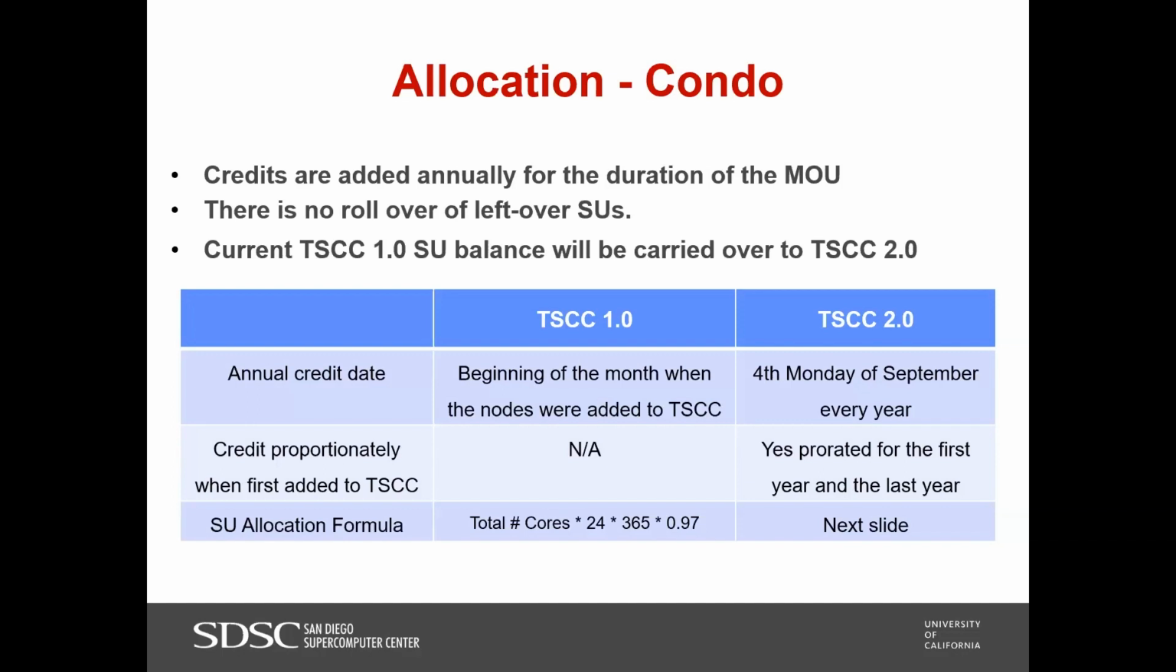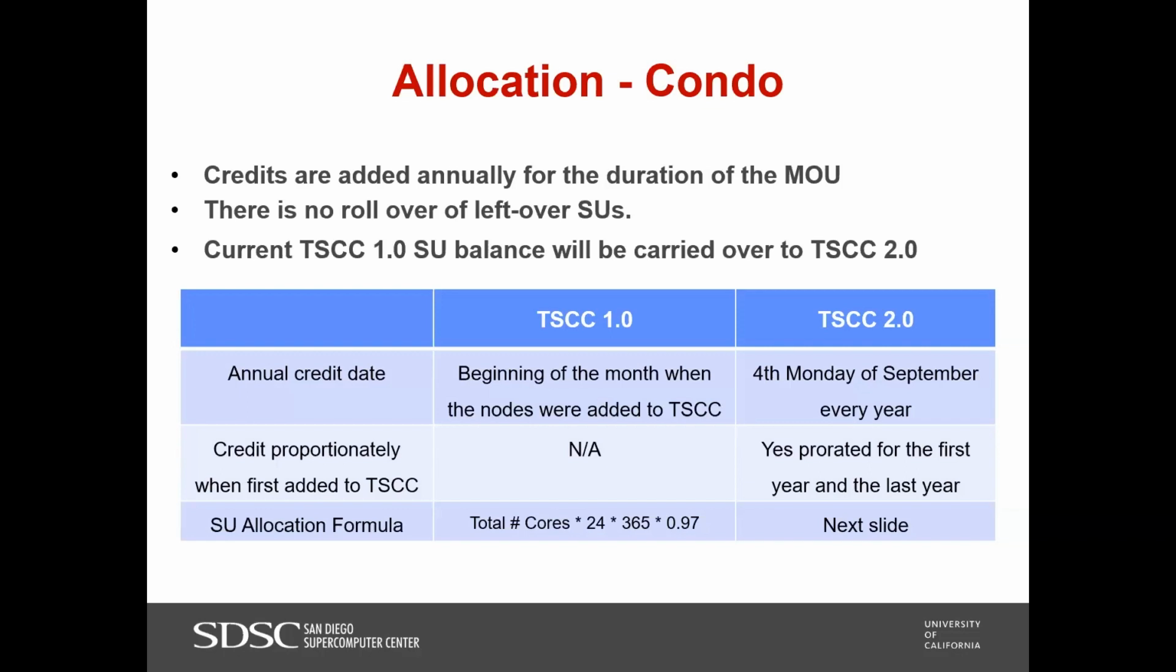And under TSCC1, there's no such proration. We just added the full year of the credit to TSCC1 when the nodes were first added to TSCC. But under the TSCC2, since the date of the credit addition is fixed, when your nodes were first added to TSCC, they are prorated for the first year and the last year.